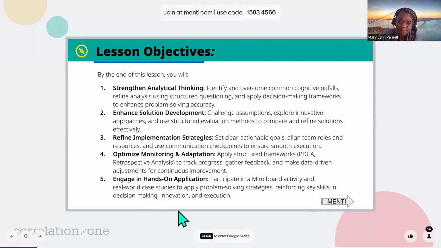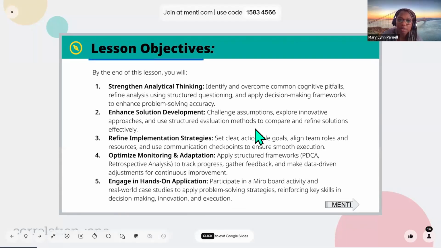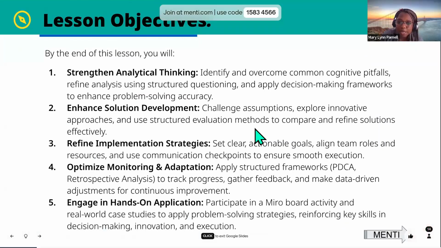So as we get into our lesson, we will be strengthening our analytical thinking. We're going to identify and overcome some cognitive pitfalls, refine analysis using structured questioning, and apply our decision-making frameworks to enhance problem-solving accuracy. So we're going to begin. I'm going to do an overview of what we covered just to get us all back on the same page. And then we're going to do a deep dive back into those individual ones.